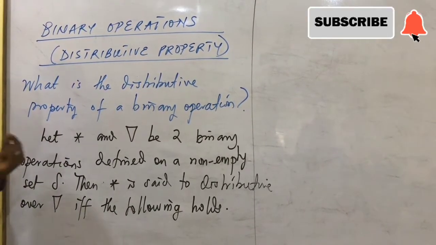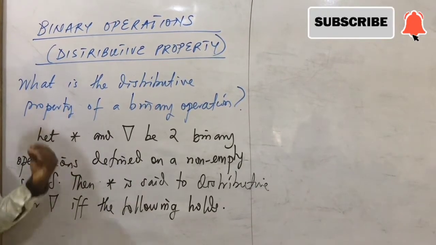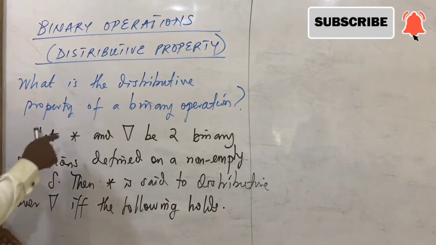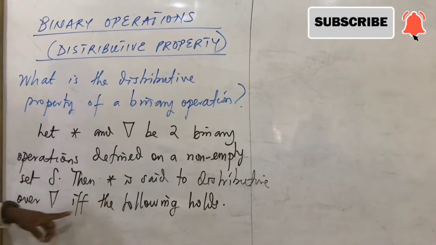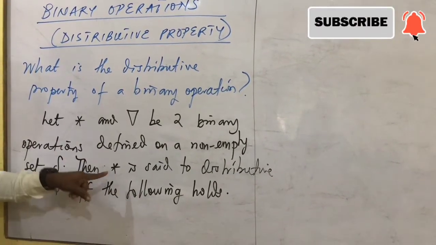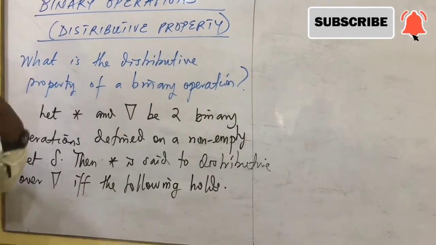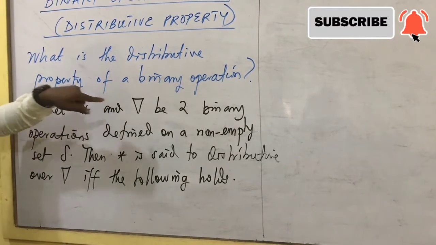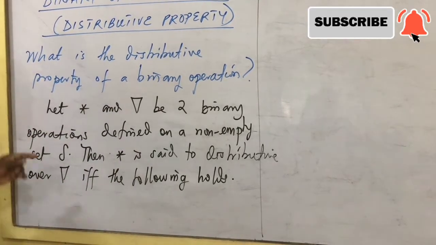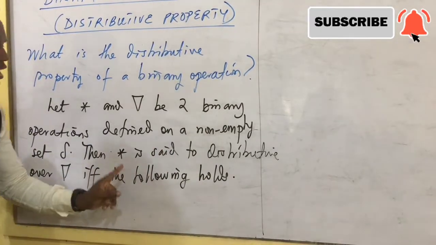Now, you must also take note of one thing. If in this case I have taken asterisk and nabla to be two binary operations defined on the non-empty set, either of them can distribute over one another. So in this case, I'm starting with considering the case where asterisk is said to be distributive over nabla. So we want to see the condition. Under what condition would we say asterisk distributes over nabla? So I am saying asterisk is said to distribute over nabla if and only if the following condition holds. So let's see the condition over here.